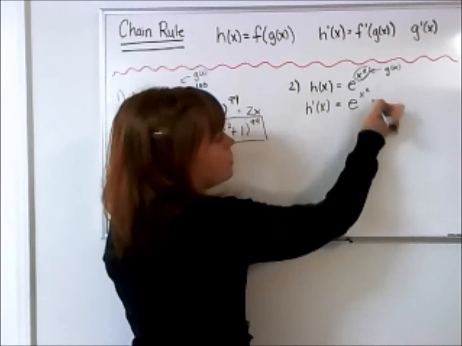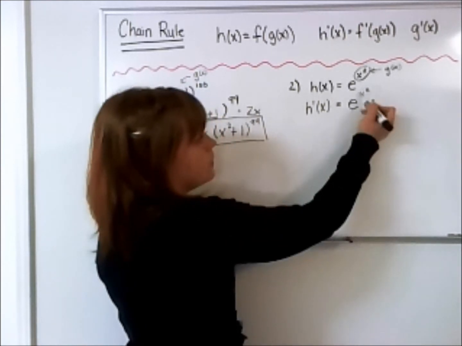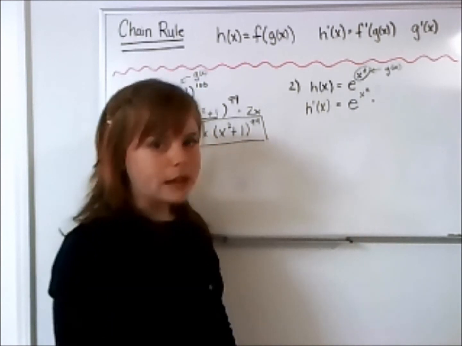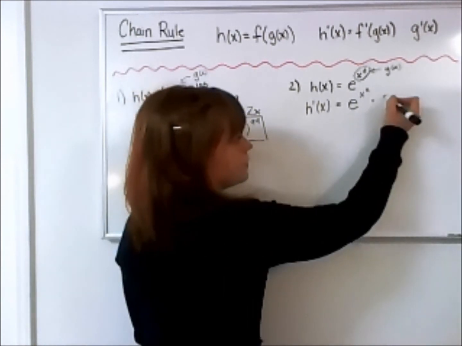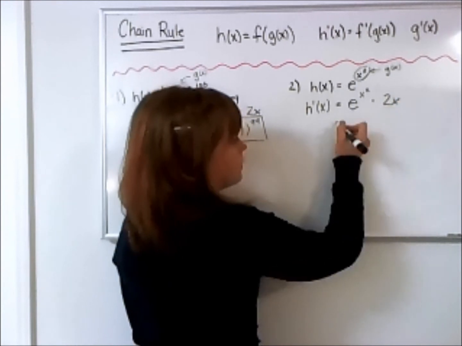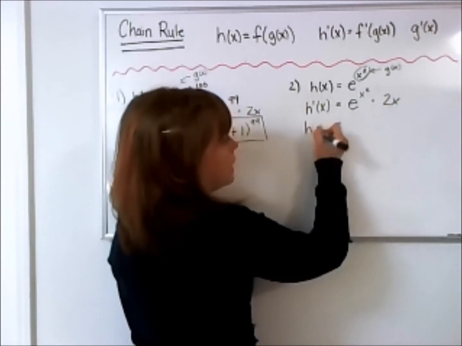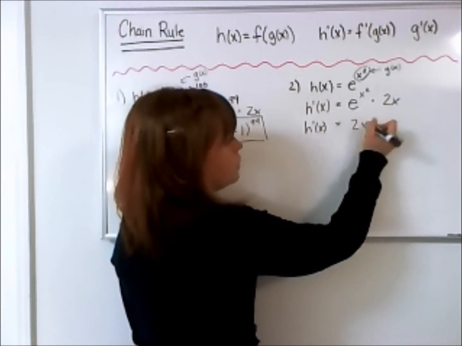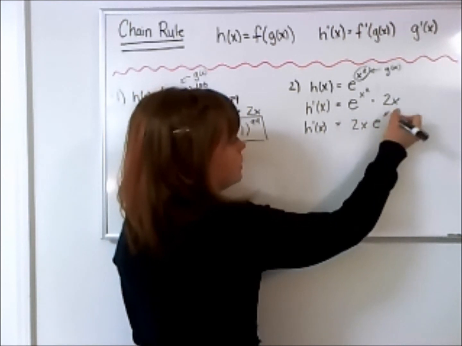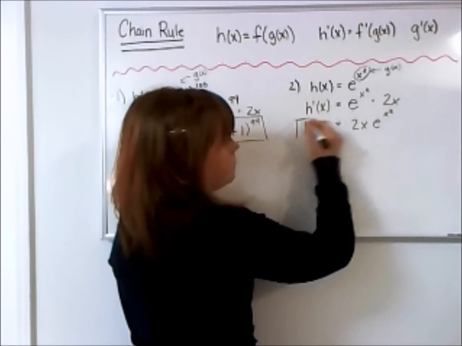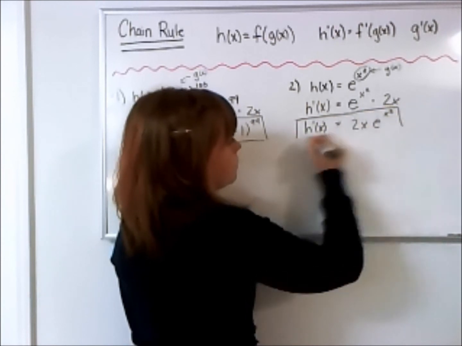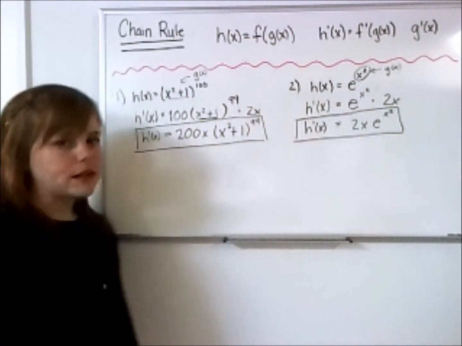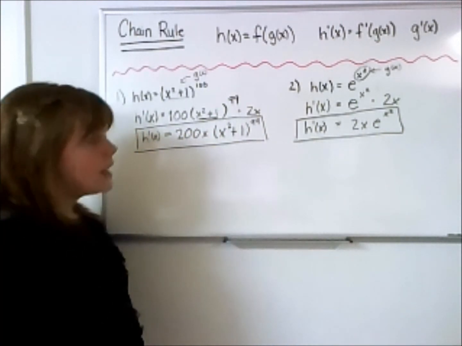And then what we're going to multiply by is the derivative of g of x. And the derivative of x squared is 2x. Again, to rewrite it, we get h prime of x is equal to 2x times e to the x squared. And there again would be our final answer. And that's it, using the chain rule.